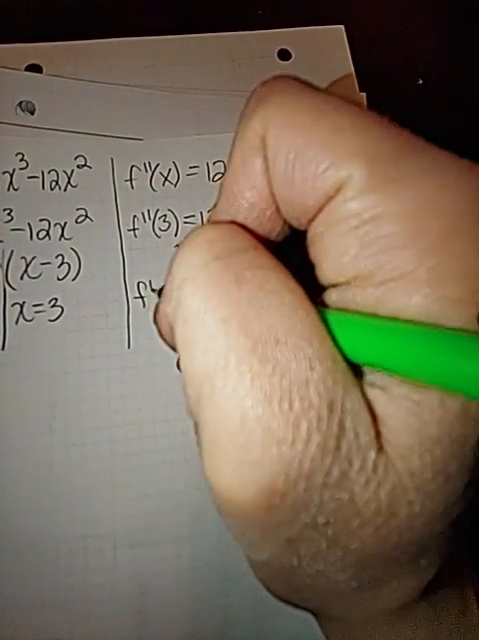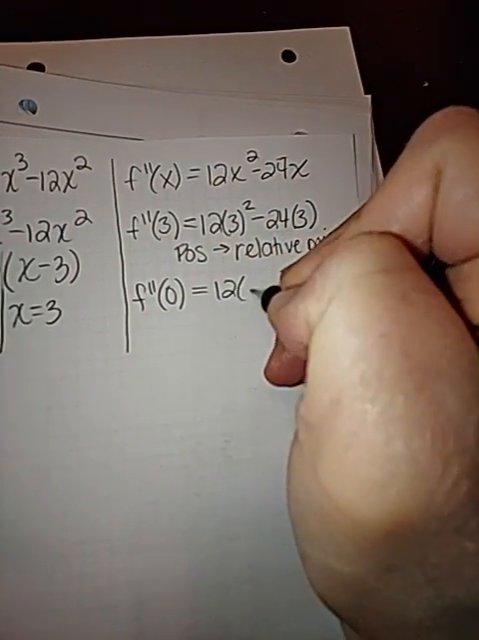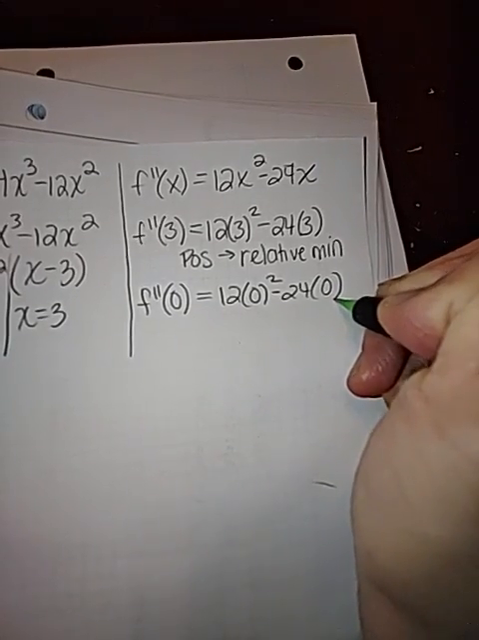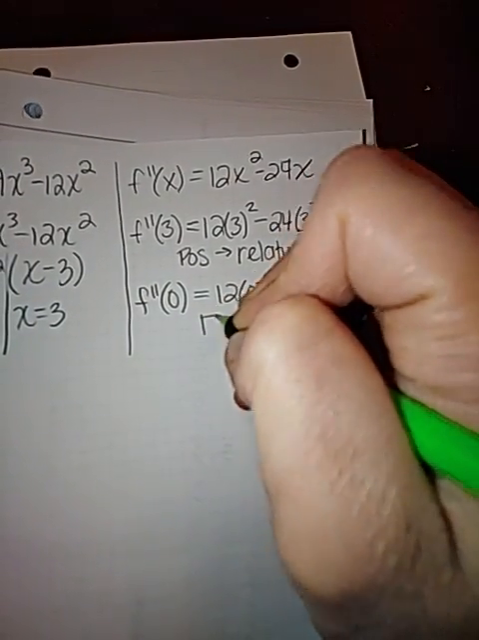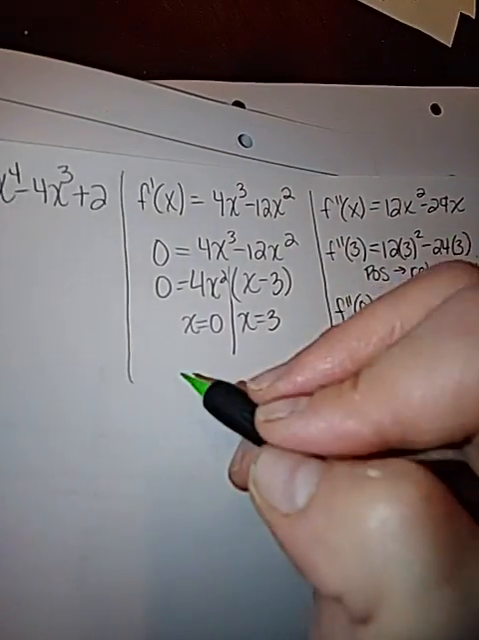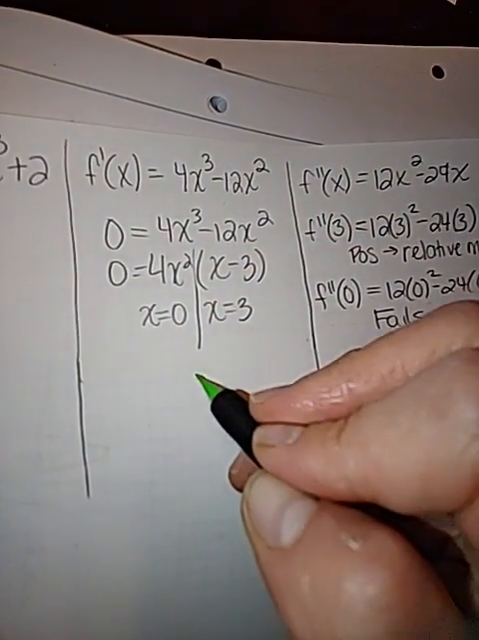All right, so now let's check 0. When I plug 0 in, I get 0, which means that the second derivative test fails. So I have to now go back to the first derivative to perform the first derivative test.